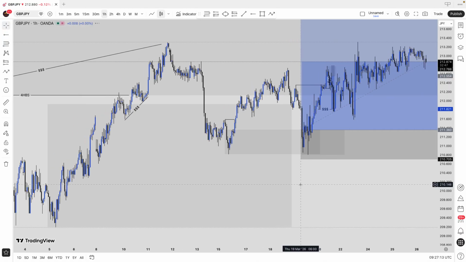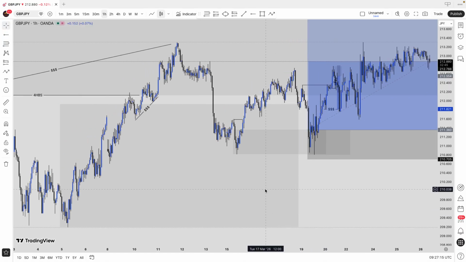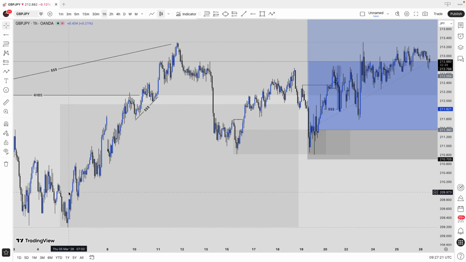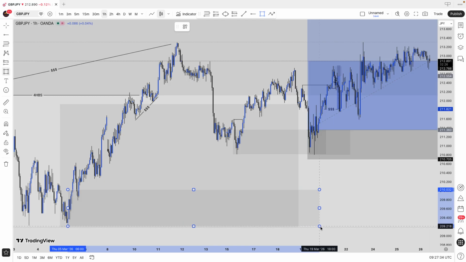This is when I'm not getting my entry from the last demand zone. My last demand zone in the 1 hour time frame would be this point here. From this point, let me just draw it. If I didn't get a change of character on the 1 hour time frame, I would have waited for my market to come all the way down here and get a better entry.